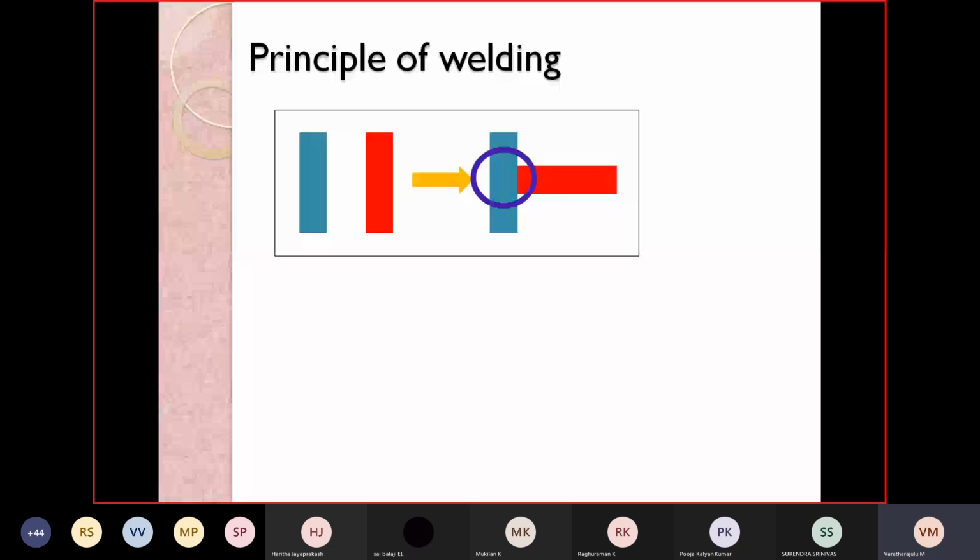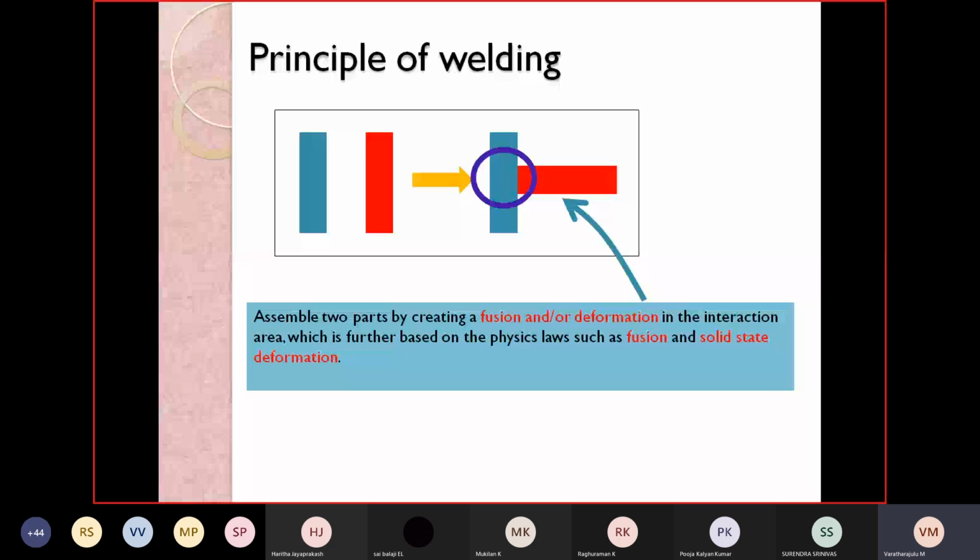See the principle. This was the principle behind the welding process: assembling two parts by creating fusion or a deformation in the interaction area, which is further based on the physical process. You've already come across fusion and solid state deformation. That will happen during the collision between the two different metal parts, and that will create heat, which will elevate to the molten state and try to create a bonding between the two parts. And this is called fusion welding.